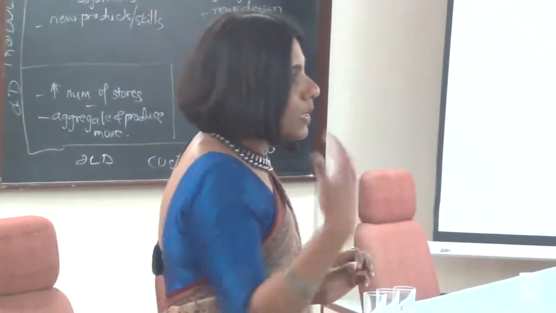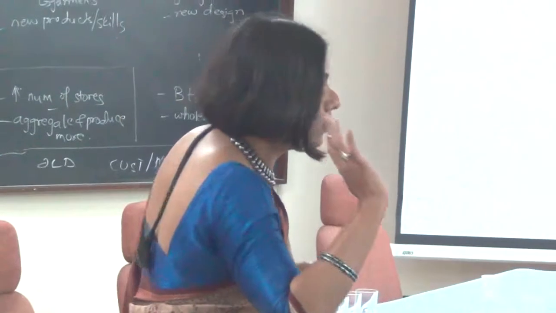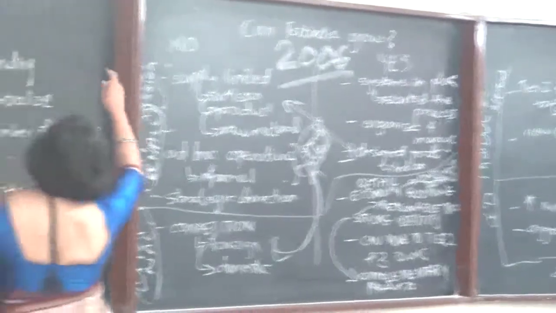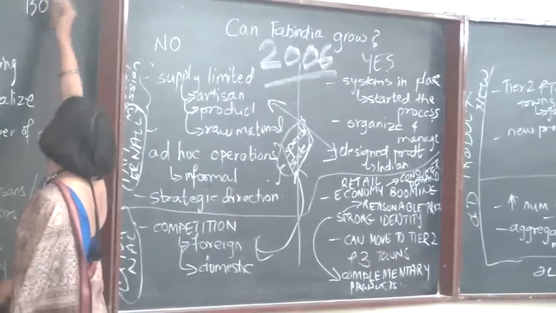Do we have numbers? Let me help you a little bit. Revenues of Fab India, latest revenues. We have numbers? 130 crores. How much? 130 crores. Okay, I'm going to put it up here. Right? Average bill?